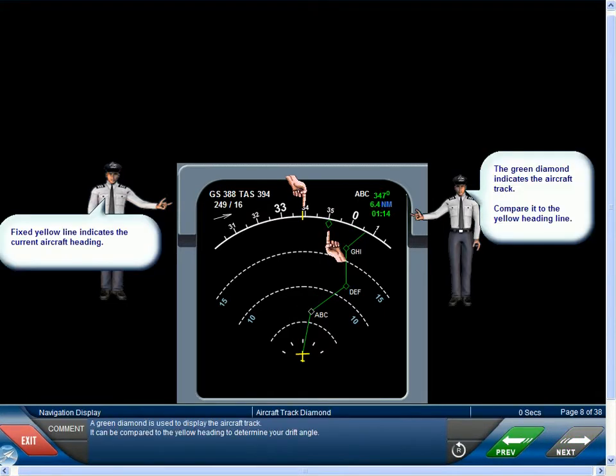A green diamond is used to display the aircraft track. It can be compared to the yellow heading to determine your drift angle.